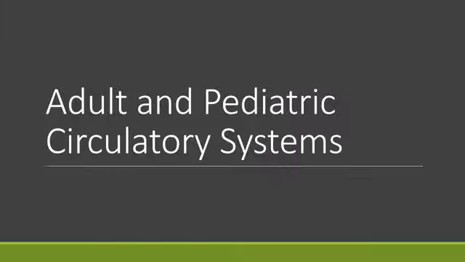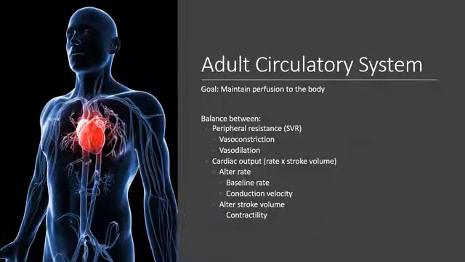Now let's move on and look at some of the comparisons between the adult and pediatric circulatory systems. With the adult circulatory system, once again, the main goal in terms of the job of the circulatory system is to maintain constant perfusion to the body. And it does so by balancing the two main factors here. We balance the peripheral vascular resistance along with the cardiac output. So the peripheral vascular resistance, that's your systemic vascular resistance. Remember, that's going to be your vasoconstriction versus vasodilation, that kind of balance between the two.